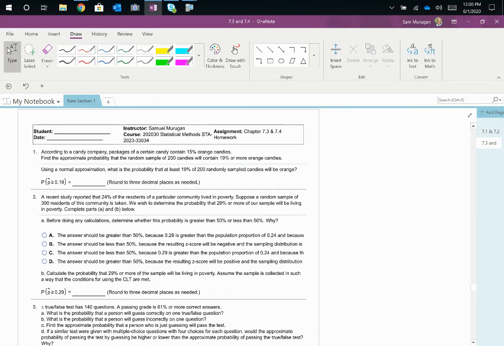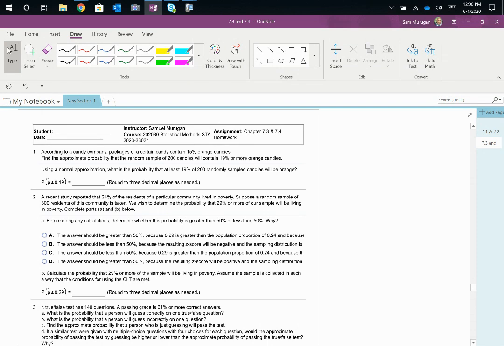Okay, now let's look at some of the problems here. And like I said, when we get to the confidence levels, I'm going to show you the confidence intervals. I'm going to show you how to do that with both the calculator and the StatCrunch program.